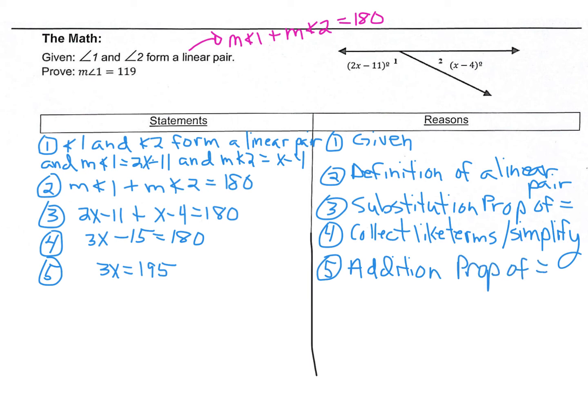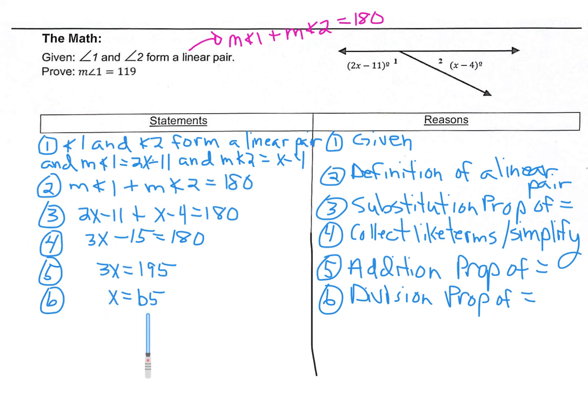Okay. Then we are going to divide both sides by 3 to solve for x. So we get x equals 65. Our reason, division property of equality.